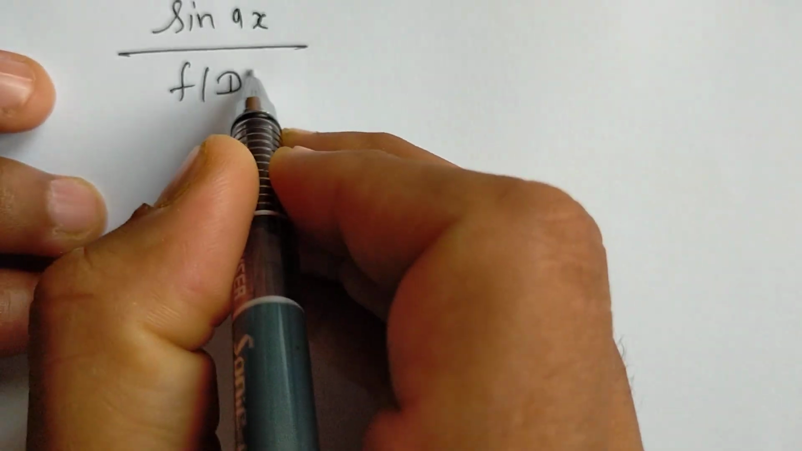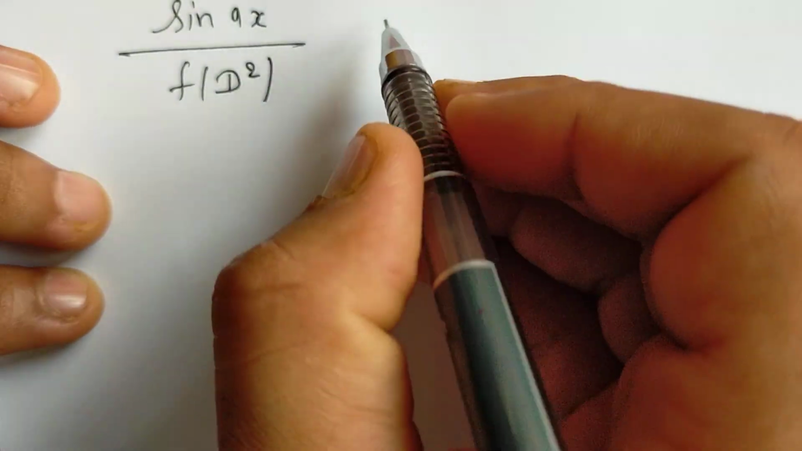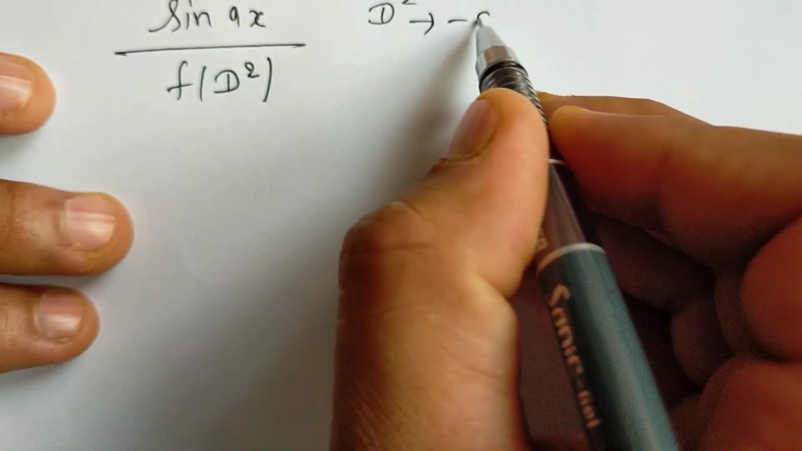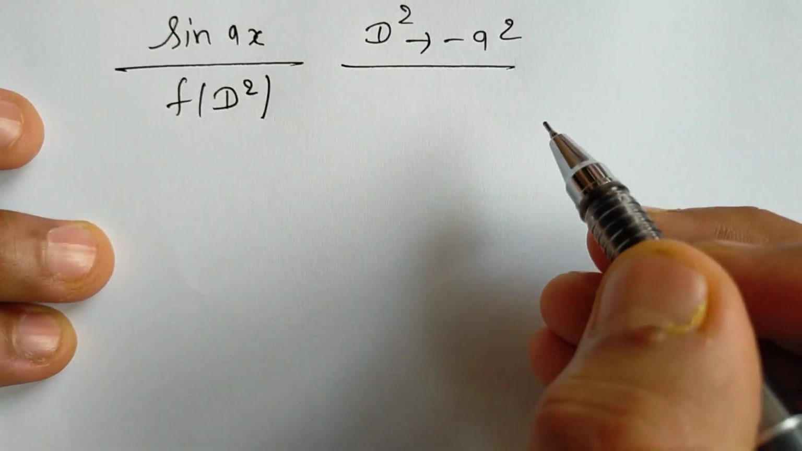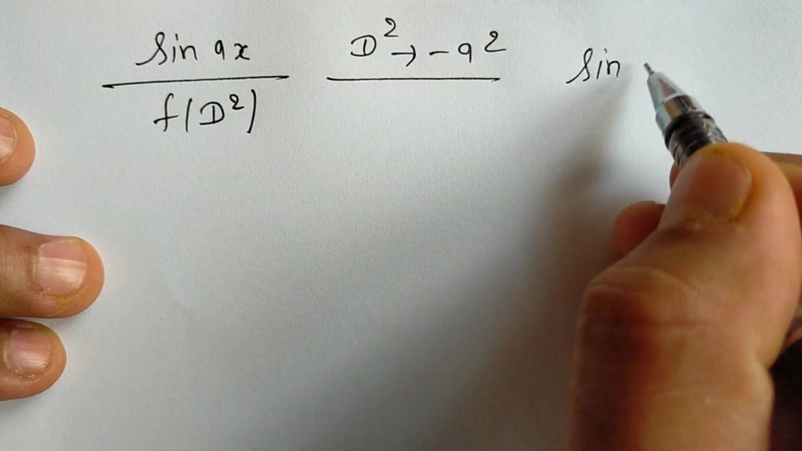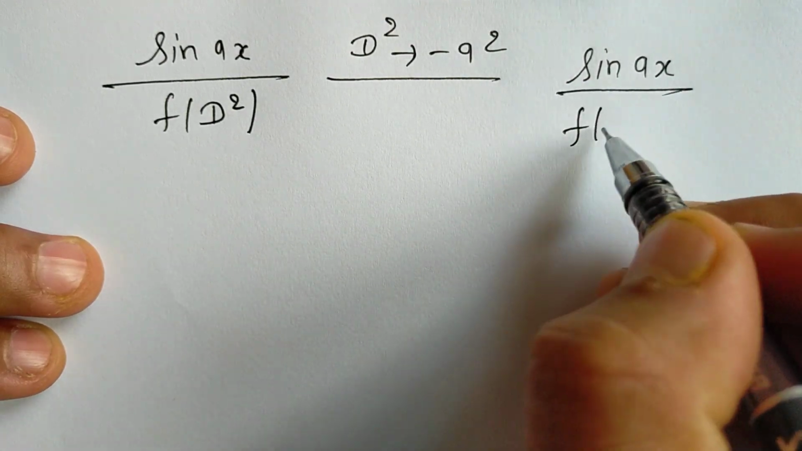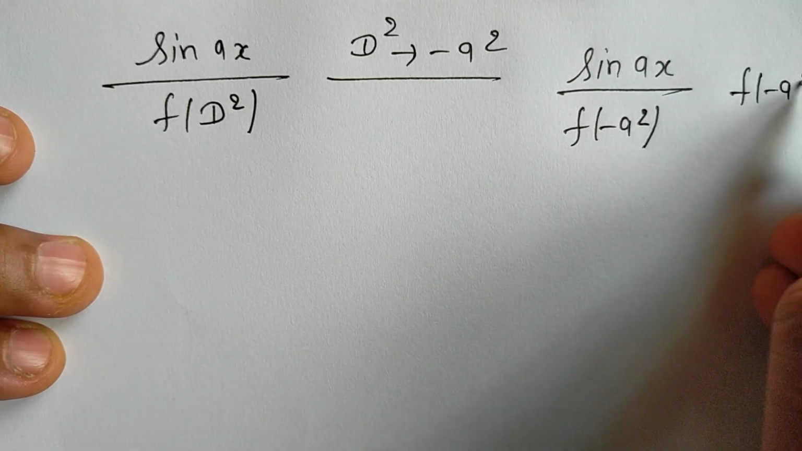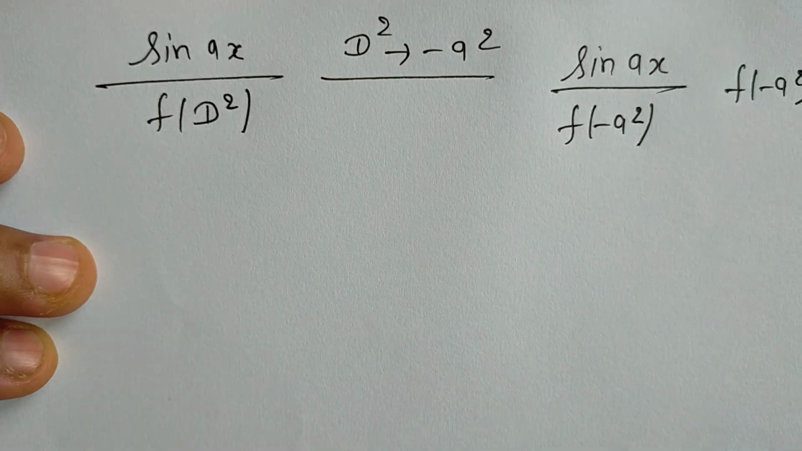Let us see when the non-homogeneous part is a trigonometric function, either sin ax or cos ax. So what we do, here we have sin ax by f of D square. So the particular integral will be obtained by replacing D square by minus a square. So we have sin ax by f of minus a square, provided f of minus a square not equal to 0.